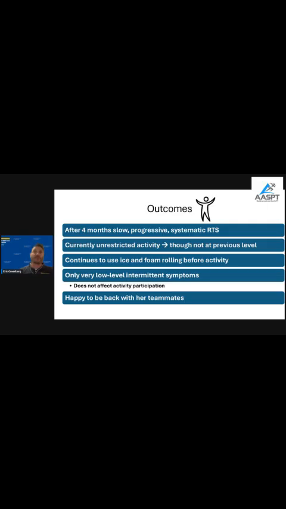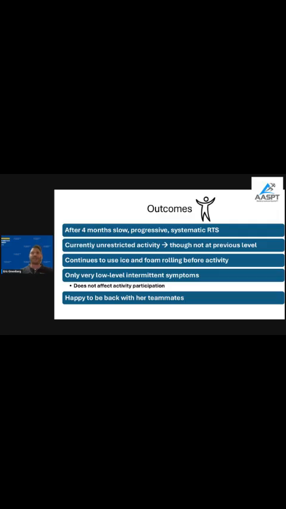So the outcomes for her: after 4 months, she had a slow, progressive return. She was able to slowly and very progressively return to her sport, into running. Looking now, I think she's about 9 months down the line. She's currently unrestricted in activity. She's starting to play some soccer again. She did a little bit in the winter in indoor soccer. Unfortunately, talking to her parents, she's not playing at the previous level, meaning that she used to be really high level as far as her talent. She's kind of regressed back. She's not the superstar she once was.